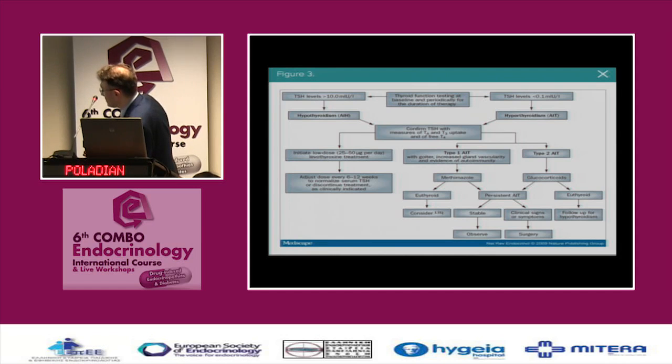Whenever you have persistent type 2, glucocorticoids. Whenever you have euthyroidism, you will only follow up because you will end up with hypothyroidism. And whenever you have stability, you will only observe. But whenever you have clinical signs or symptoms, you will go for surgery.